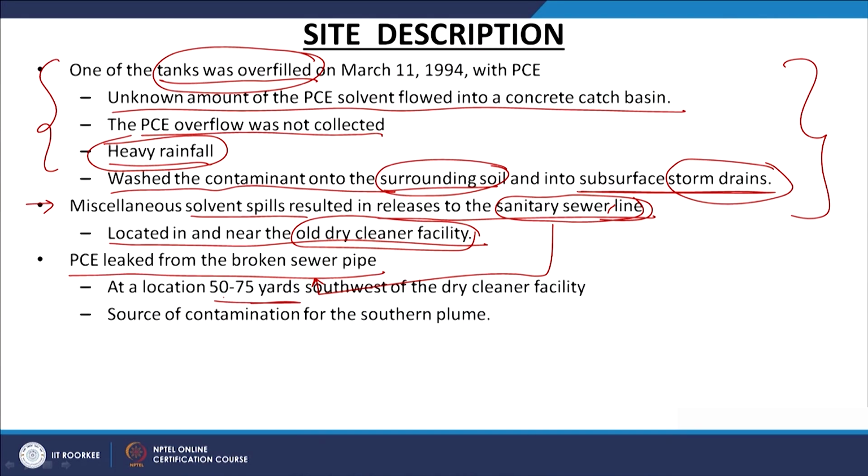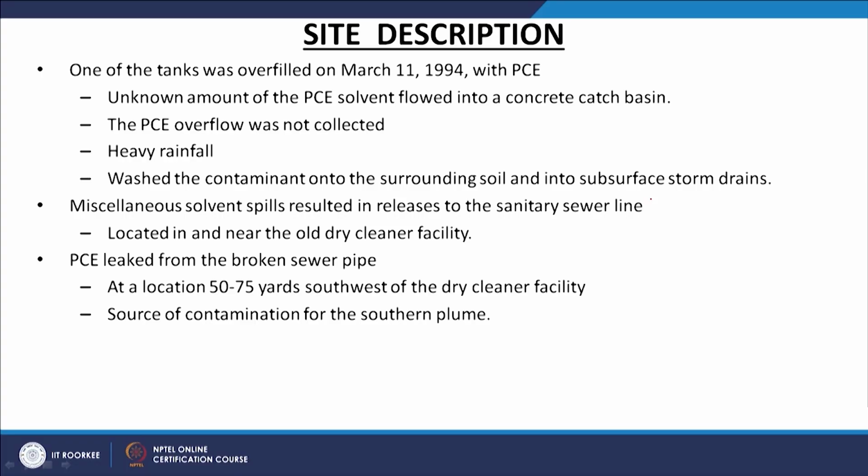This is the source of contamination for the southern plume, as in there are two plumes, as we are going to understand. We can visualize the two plumes: one due to the compound or contaminant being transported by the sewer line, and the other due to the storm water drains. So, two plumes, more or less corresponding to these two sources.